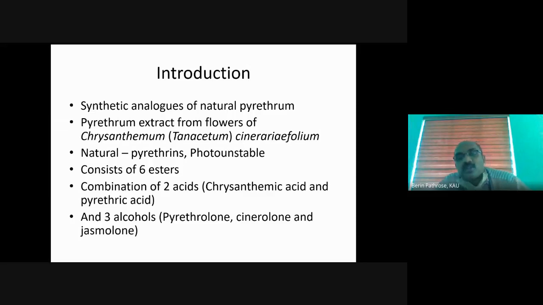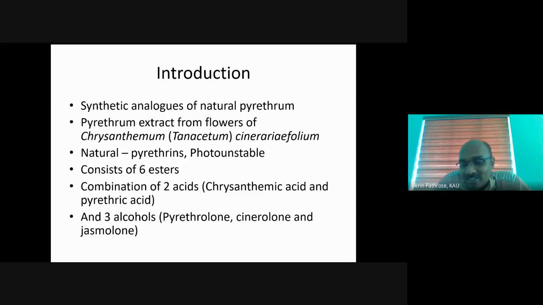So if we have two kinds of acids and three kinds of alcohol, how many kinds of natural pyrethrin esters can be formed? We have two acid molecules and three alcohol molecules. So how many molecules with ester bonds can be formed with two acids and three alcohols?